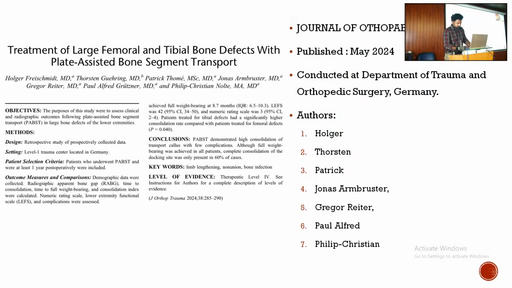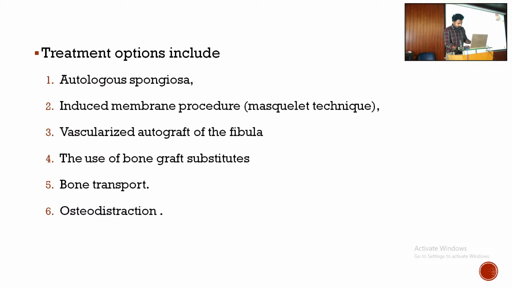It was studied from 2018 to 22. The treatment options include autologous spongiosa and induced membrane procedure, Masquelet technique, and vascularized autograft of the fibula. The use of bone graft substitutes and bone transport and osteodistraction in case of Ilizarov.